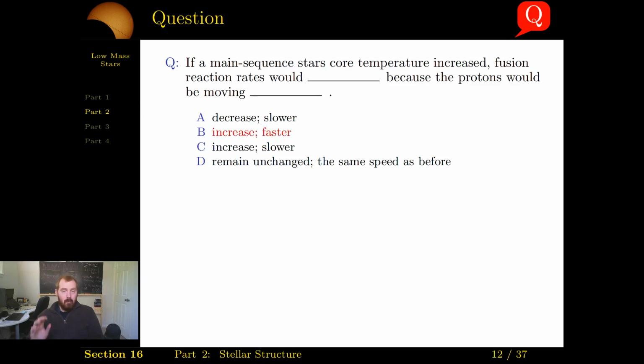And pretty straightforward, I hope: if the temperature's up, the fusion's gone up, the protons have got to be moving around faster and faster. So we're burning more and more hydrogen. We're going through it quicker and quicker. That's the theme here.